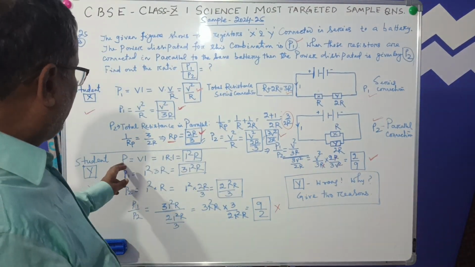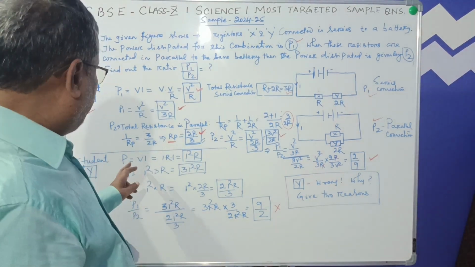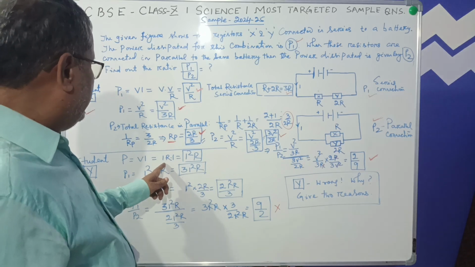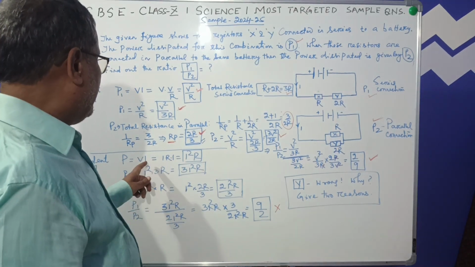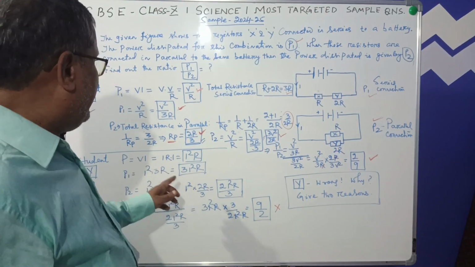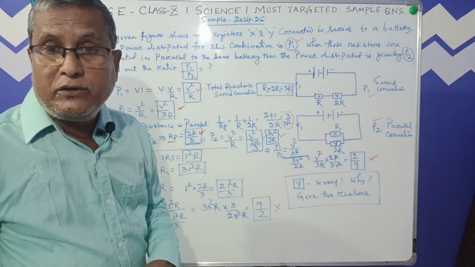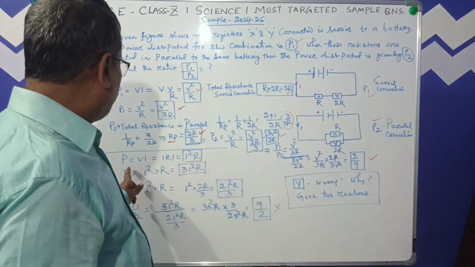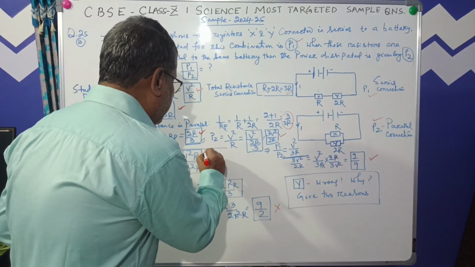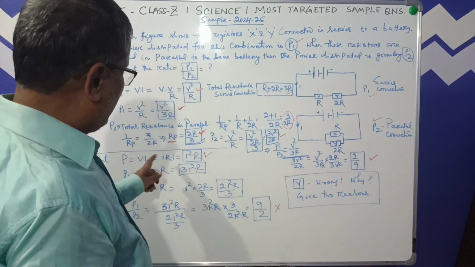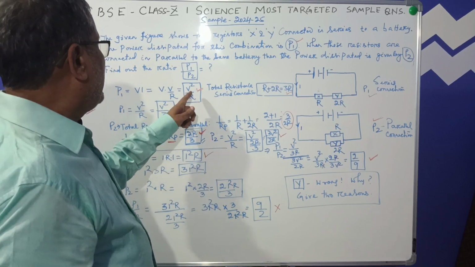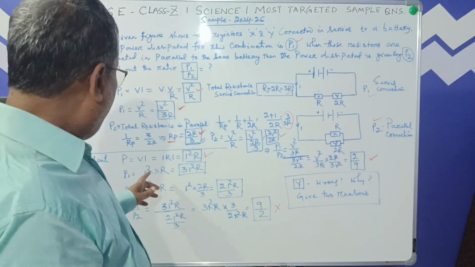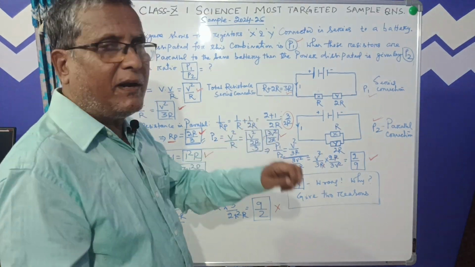So P is equal to V into I. That is the formula he applied, and he changed V. V is equal to IR according to Ohm's law. So P is equal to IR into I, that is, P is equal to I square R. And P is also equal to V square by R. There are two formulae, and student Y applied this formula.